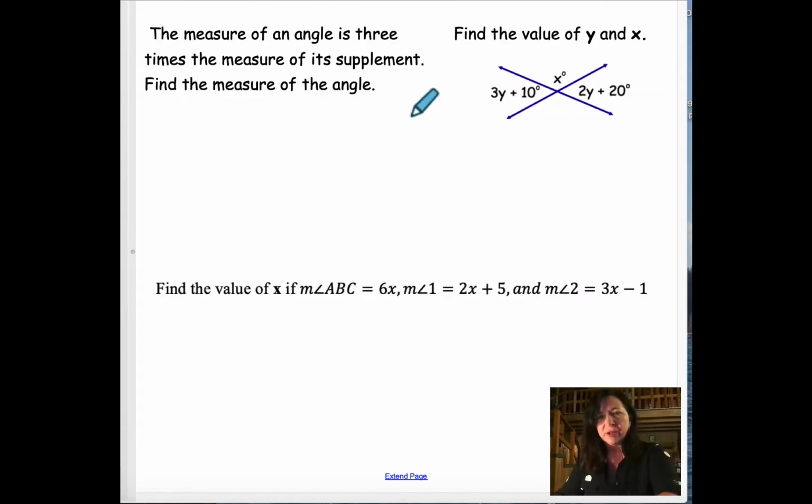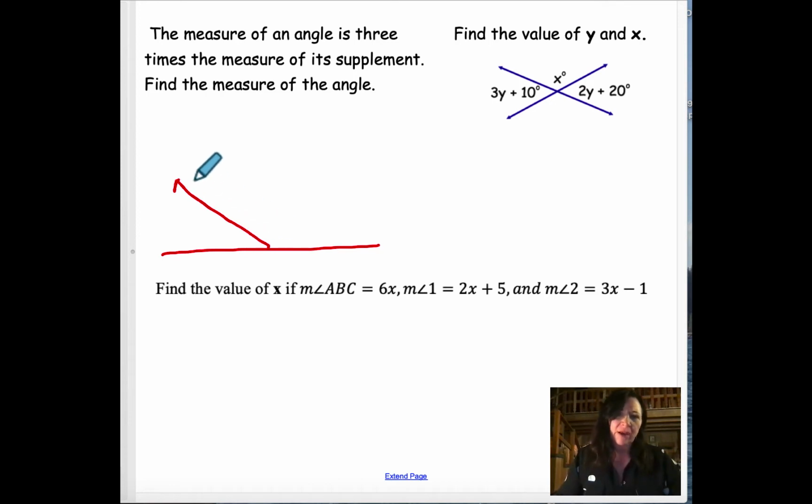So let's get started. The first question in your packet that we're going to review is: the measure of an angle is 3 times the measure of its supplement. When you're thinking of an angle that has a supplement, you should be thinking of a straight line and then 2 angles that add up to 180 degrees.